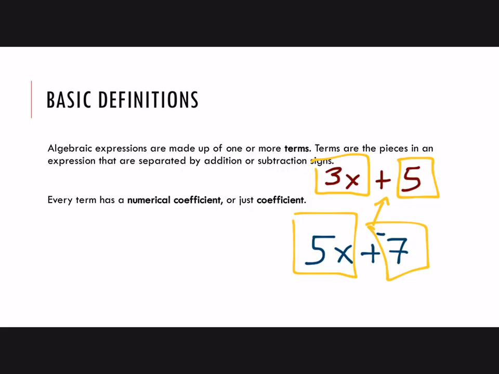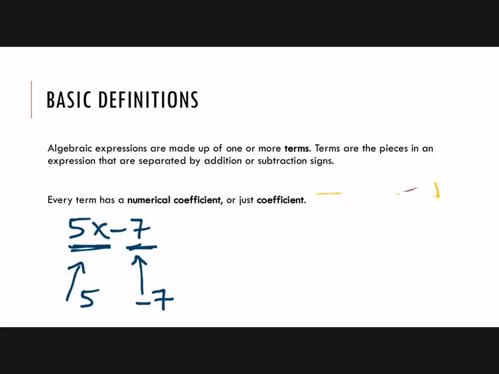All right, every term has a numerical coefficient, or we mostly just call this a coefficient. So in the second one, 5x minus 7, the coefficient of 5x is the number that comes at the beginning of the term. So the coefficient in this case is 5. Now here you may see why we prefer to think of this as a plus negative 7. If you're asked what the coefficient of that term is, the answer is negative 7, not positive 7.